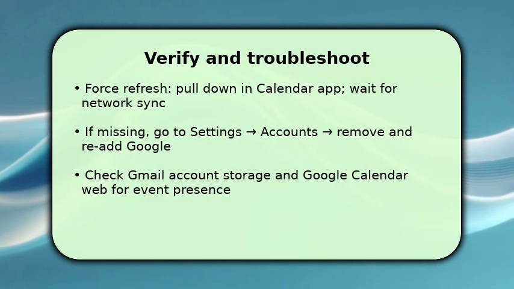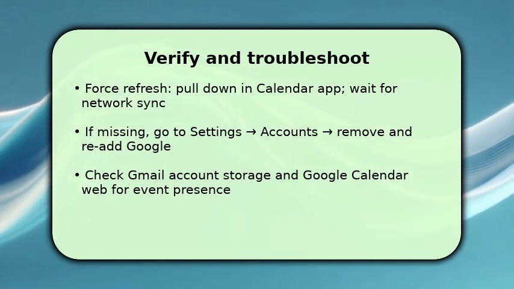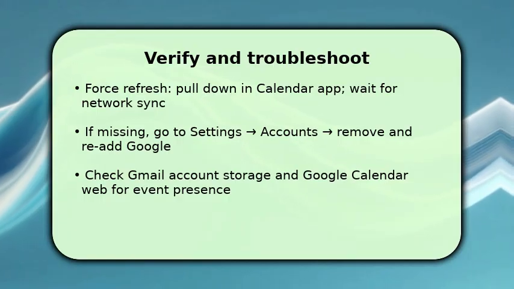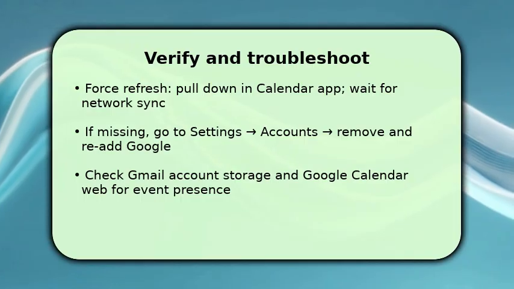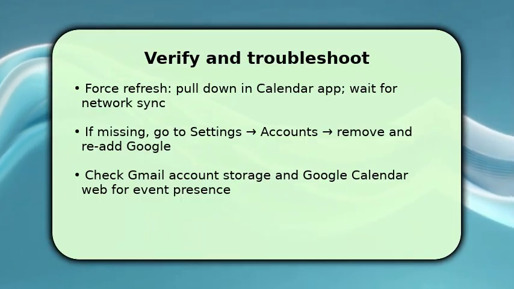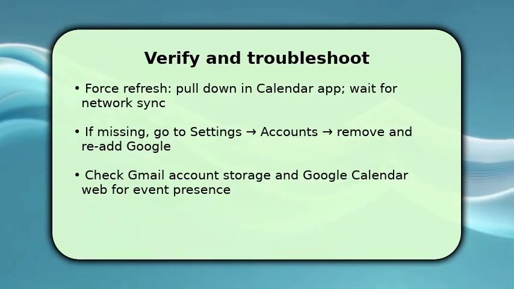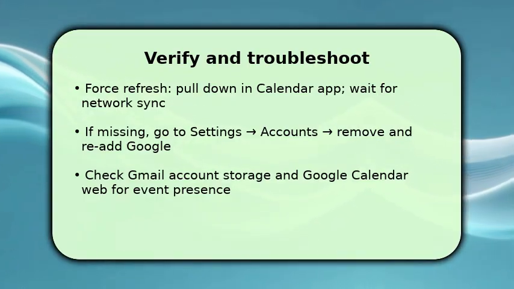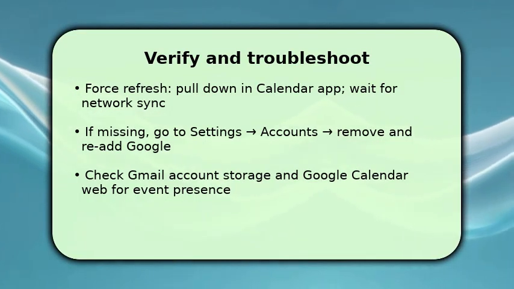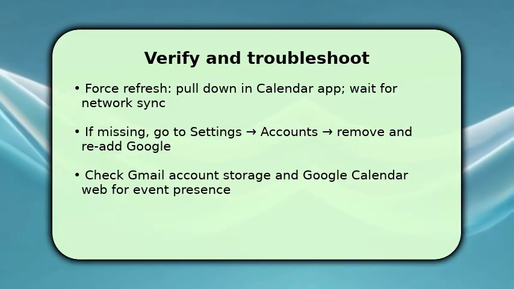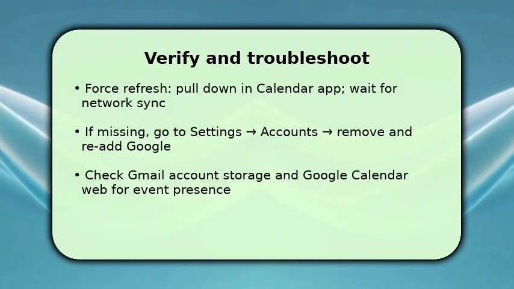Finally, verify sync by pulling down in the Calendar app to force a refresh and waiting a minute. If events don't appear, check that the same calendar shows on Calendar.Google.com, that tells you if the issue is iPhone side. If needed, remove the Google account from settings and re-add it, ensuring Calendars is re-enabled. One key troubleshooting tip: always confirm network connectivity and that Google storage or account restrictions aren't blocking calendar rights before deeper steps.